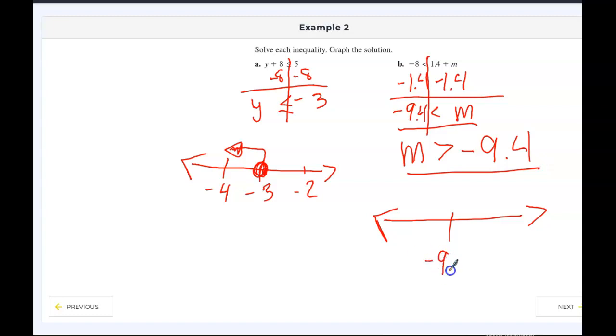So negative 9.4, what comes before negative 9.4? Negative 10. And then what comes after negative 9.4? Negative 9, or 8, that's fine. I'll put 8. Open circle to the right. Open circle because it can't equal that number, and then towards the right because it's greater. Questions on that one? No. Okay. I think I have one more example.